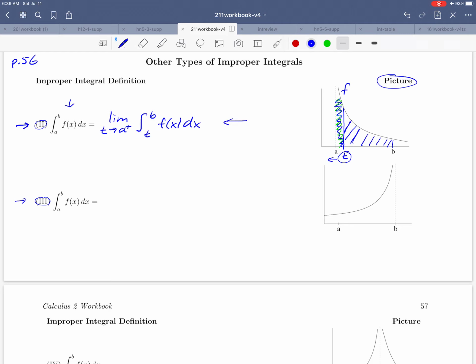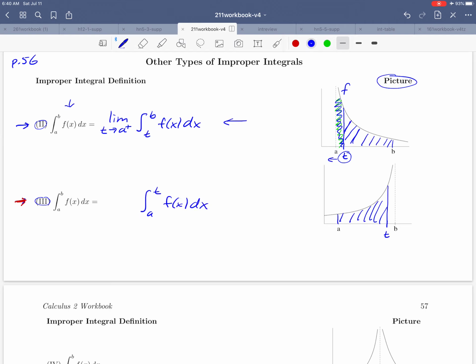Now we want to do the same thing down here with type 3. This is sort of the reverse of the situation that we looked at above. What if we had an asymptote at the right-hand endpoint of our function? Well, in this case, we need to avoid the point b, which means that we're going to pick a number t that's close to b, but a little bit to the left of it. We're going to start by integrating from a to t.